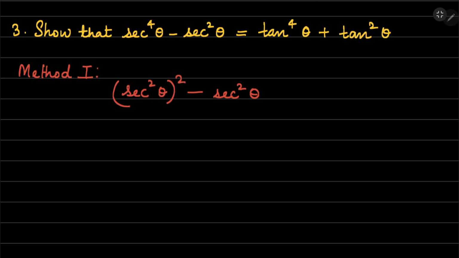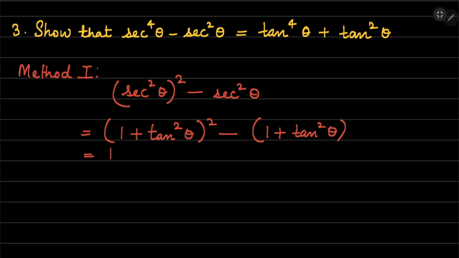Right? What do I need now? I need RHS, I need tan. So how can I convert secant to tan? I just told you secant square theta equal to 1 plus tan square theta. So I'll just write, instead of secant square, I'm going to replace it with 1 plus tan square theta the whole square minus, again secant square, I'll write it as 1 plus tan square theta. Open the bracket of the first term using a plus b the whole square. It is a square plus b square.